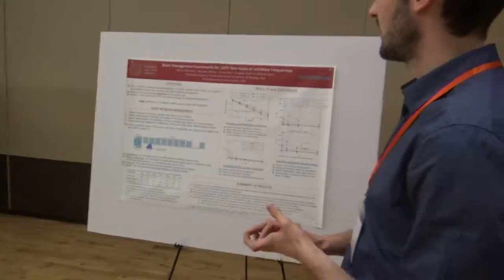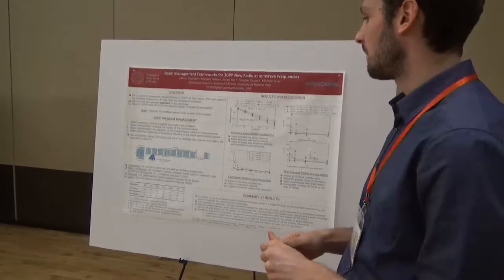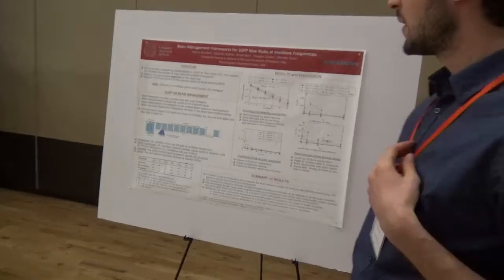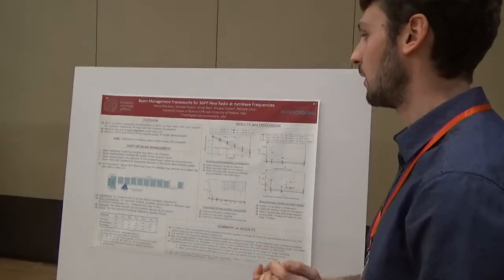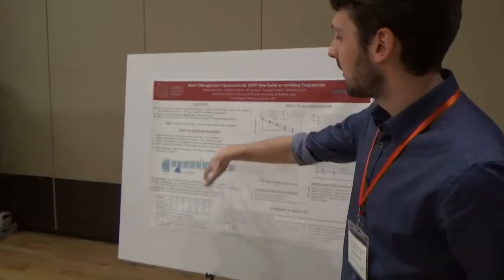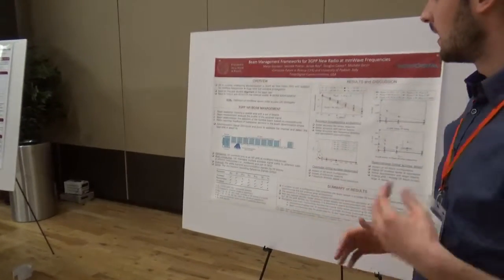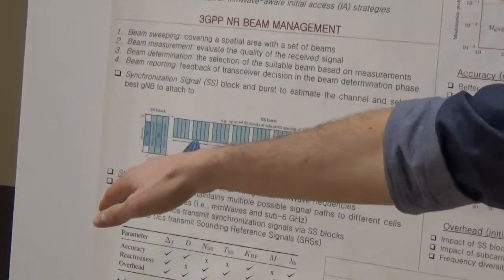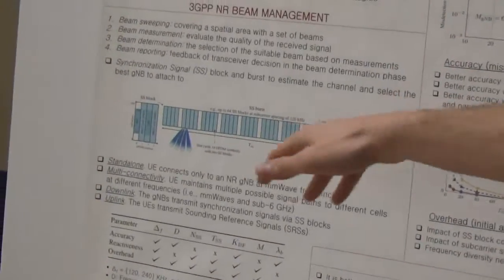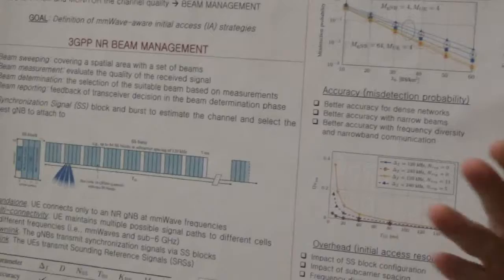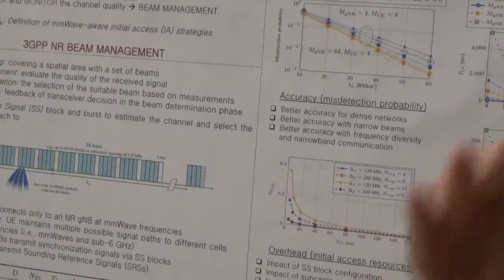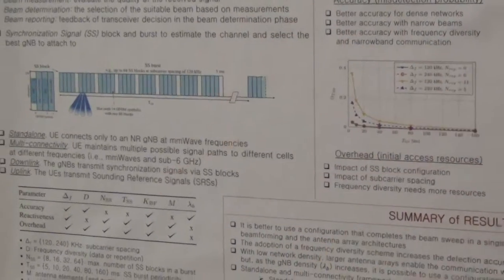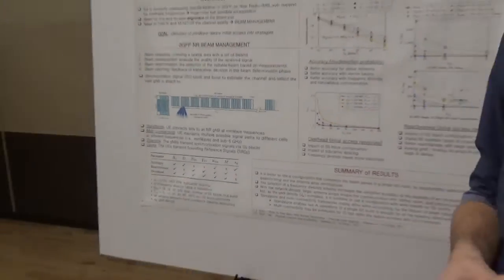So here we are trying to see how the initial access can be improved by complying with the 3GPP new radio standardization that is being developed. The main idea is that there are SS bursts, and each one of them is composed of multiple SS blocks, which include primary synchronization signals and secondary synchronization signals to estimate the channel and select the best beam to be configured in order to make the endpoints communicate.